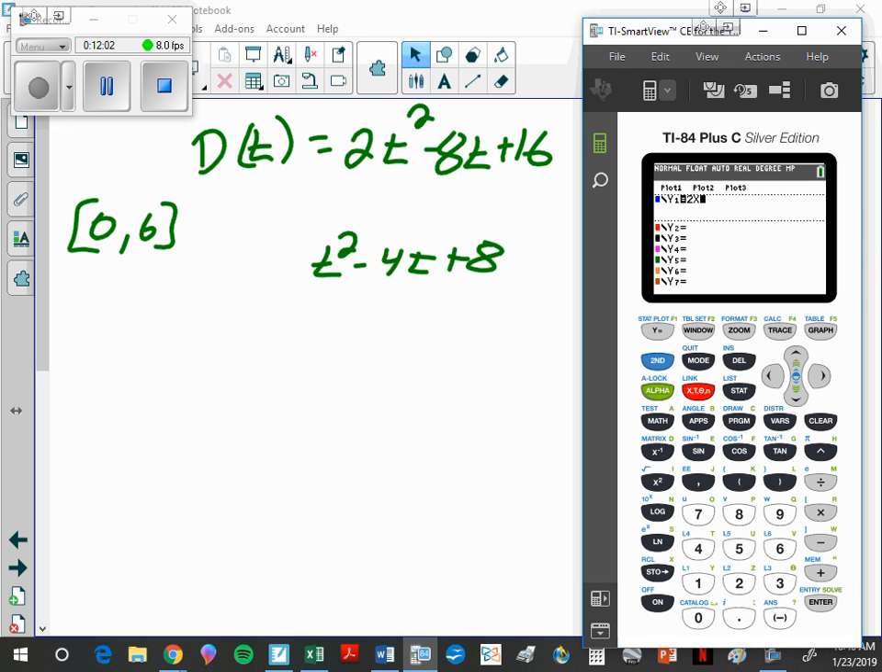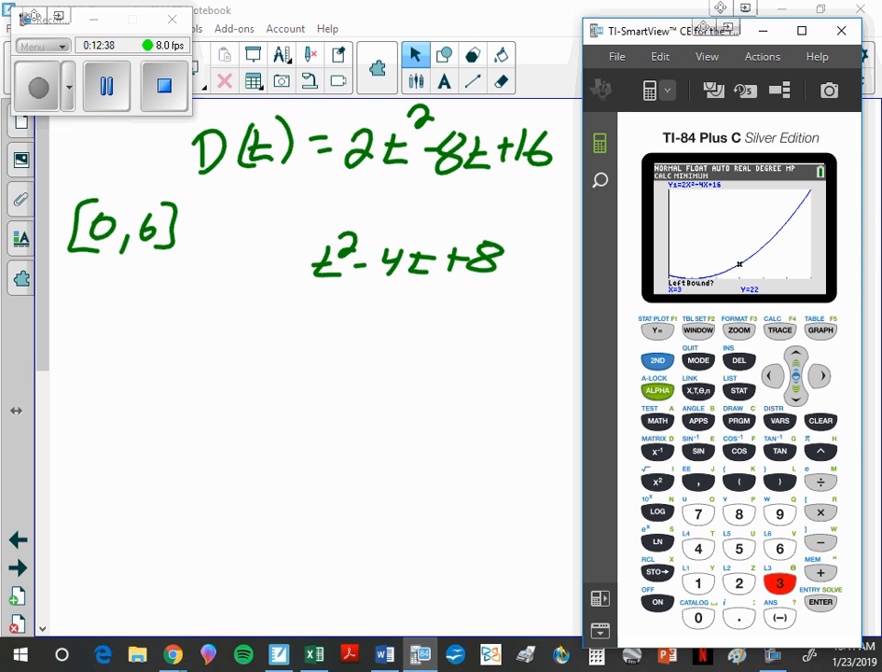So 2x squared minus 4x plus 16. What should I put in for my x values? 0 to 6. They told me what the domain was. And then how do I choose my y values? Zoom 0, which is fit, and it will choose the y values for us. Okay, when does that minimum happen? Looks like at 1, but let's double check.